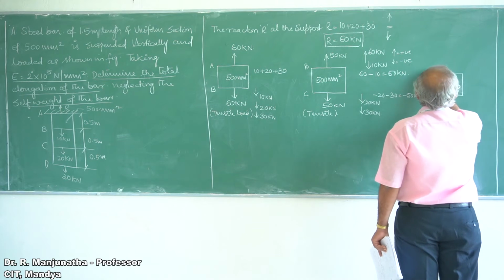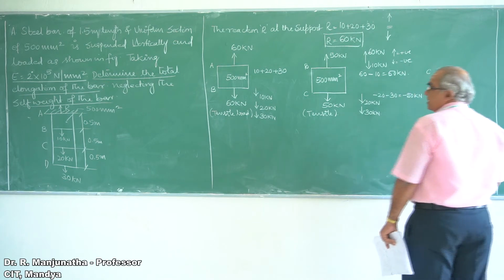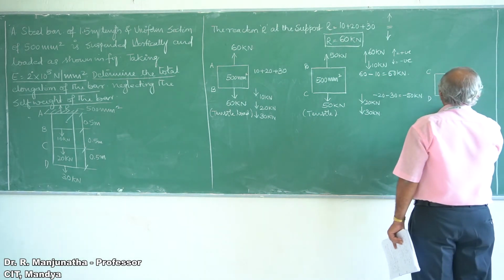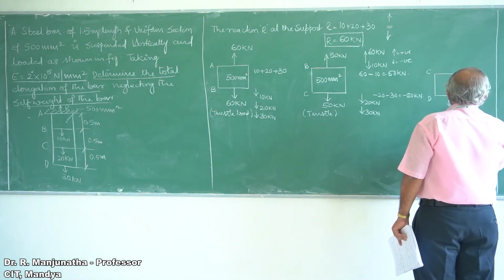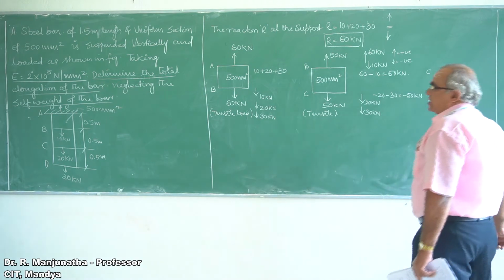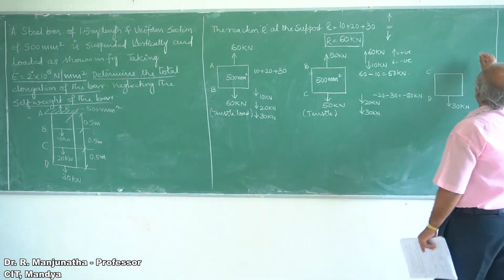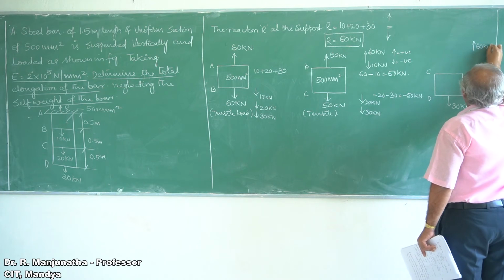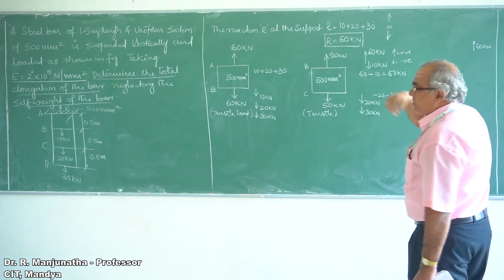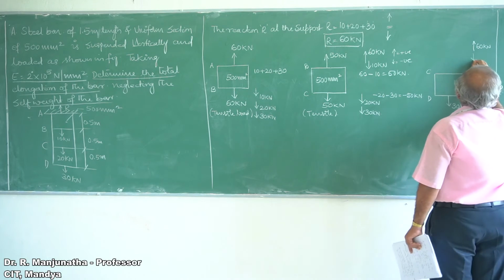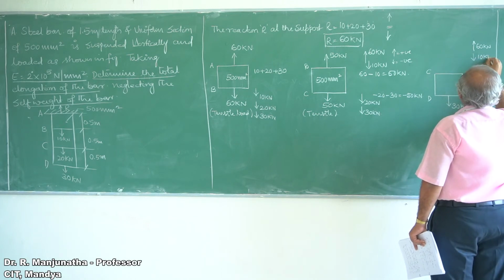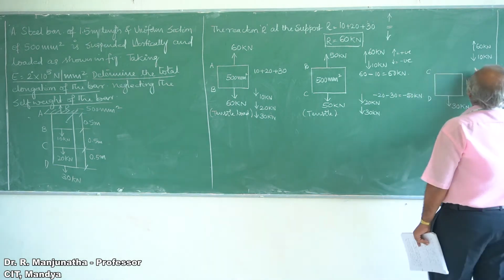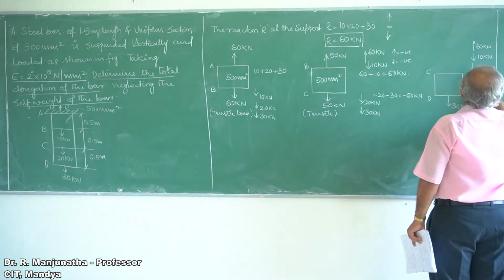So this is C and this is D. At the point D we have 30 kilonewton acting downwards. Then at the point C, we have 60 kilonewton acting upwards. Then again we have 10 kilonewton acting downwards. Then again at the point C we have 20 kilonewton acting downwards.